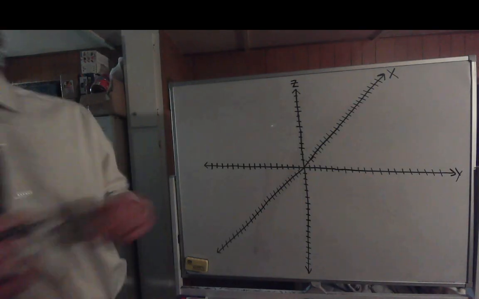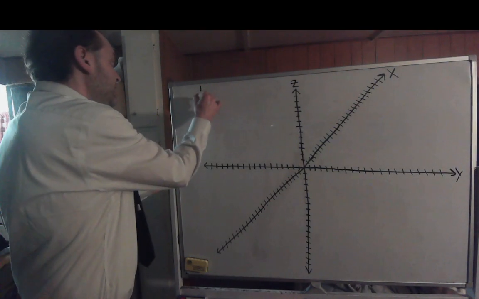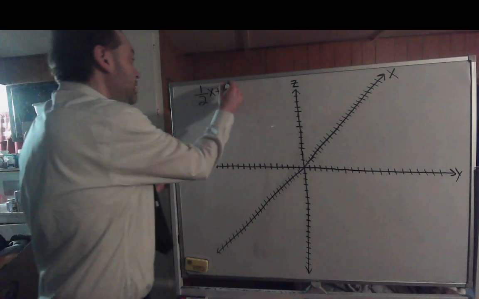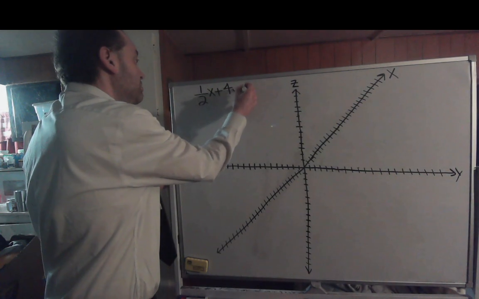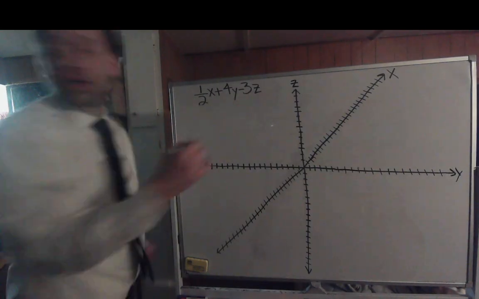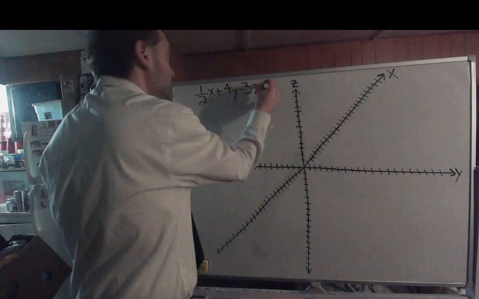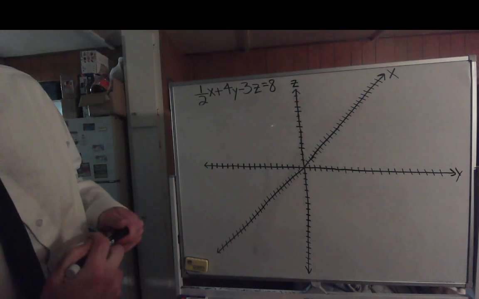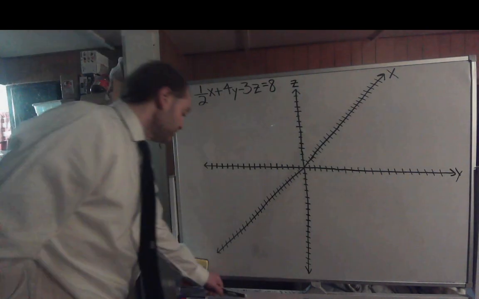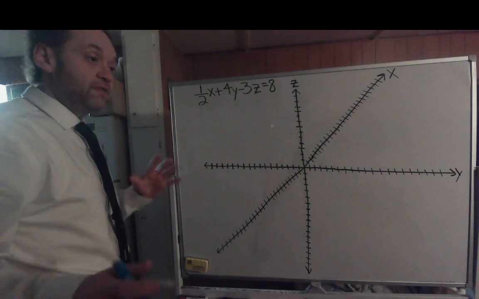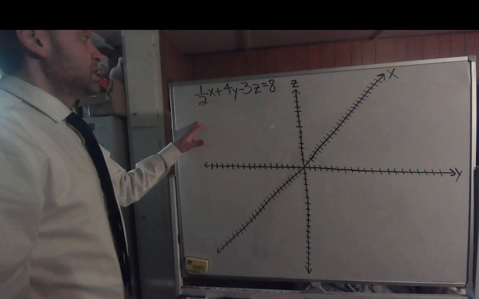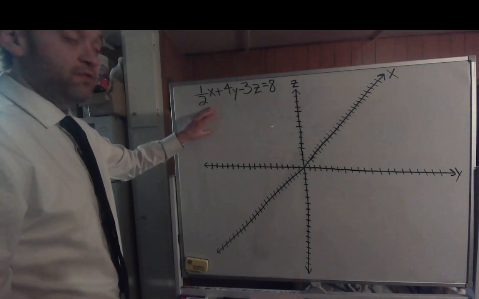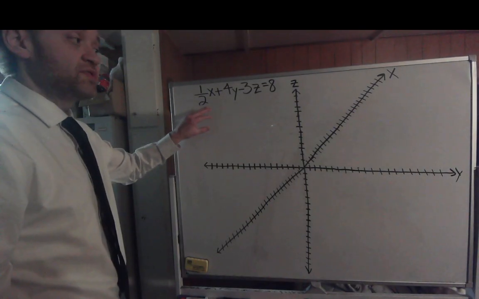Let's do 2 more. So we have half x plus 4y minus 3z is equal to 8. So we've been given half x plus 4y minus 3z equals 8. Well, again, let's start out finding our x-intercept, which means we're going to set y and z, both of those, equal to 0. You would just get half of x equals 8, giving you an x coordinate of 16.